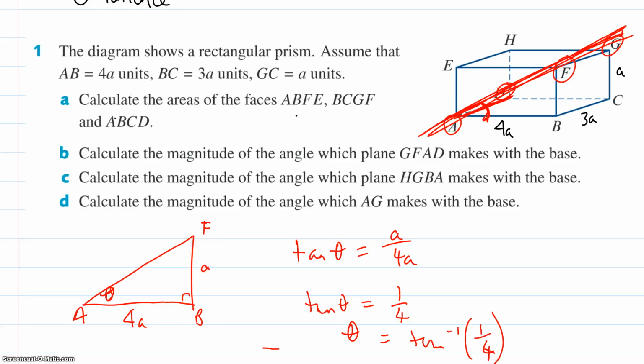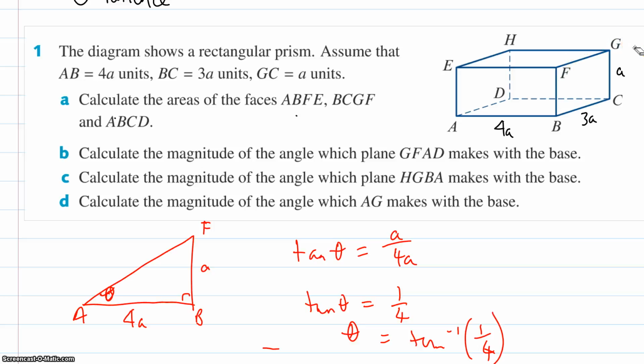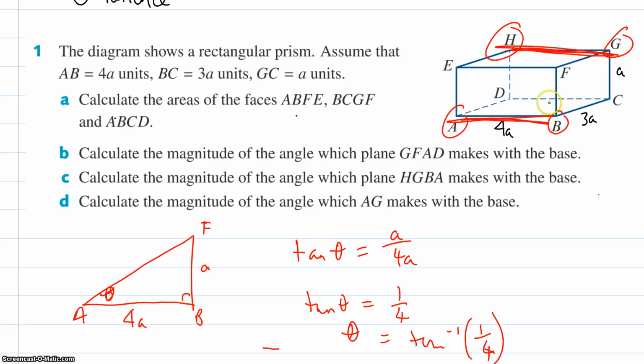Okay, I'm just going to get rid of all that stuff from there, and then I'll do part C. The magnitude of the angle which plane HGBA, again I'm going to draw that, HGBA makes with the base. So this time it's like I've got my knife on this edge here, and I've sliced it all the way down to this line here, so a diagonal slice.